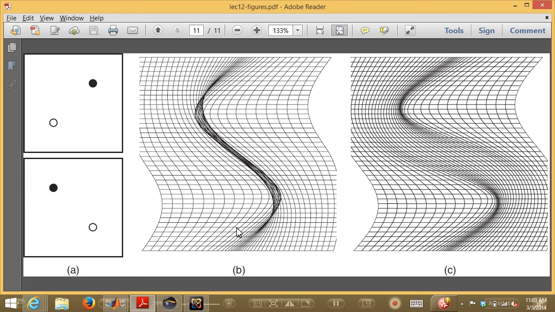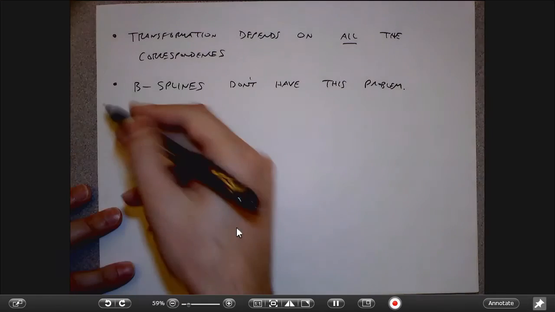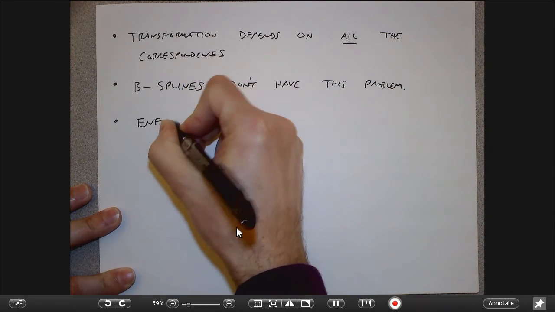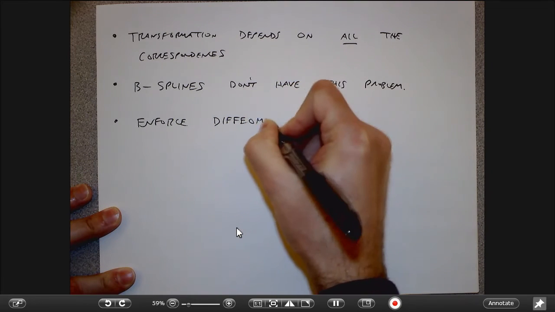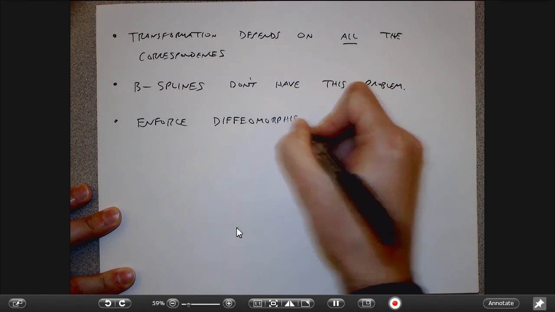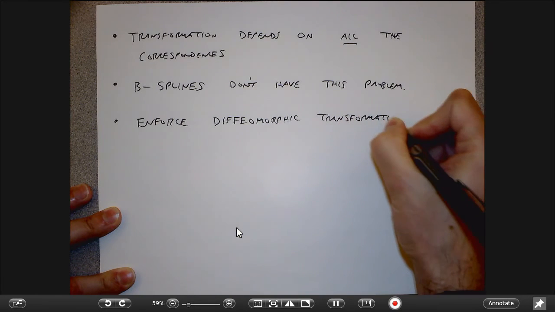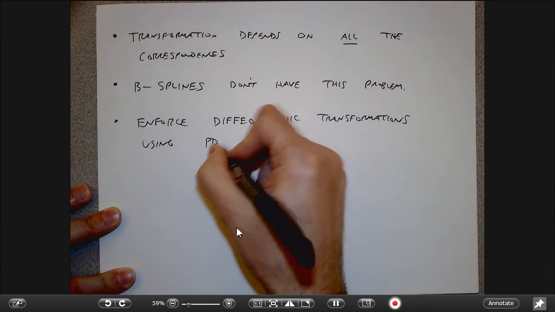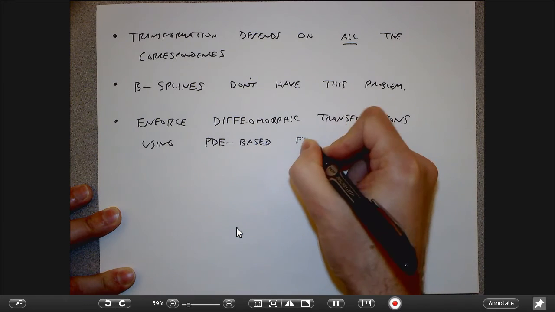Okay, so just a couple more comments about this idea. Let me just say, it can enforce diffeomorphic transformations. What that means is one-to-one and invertible. Kind of like using a PDE-based fluid flow method.